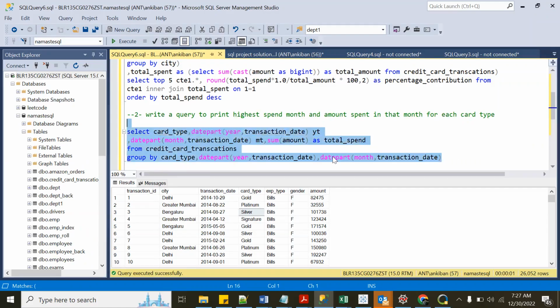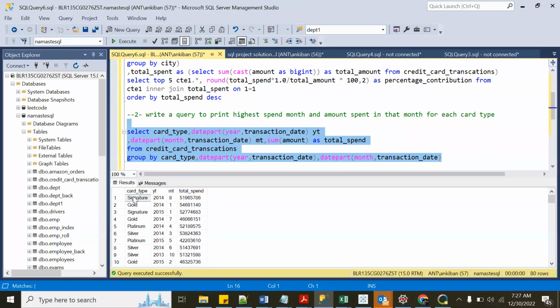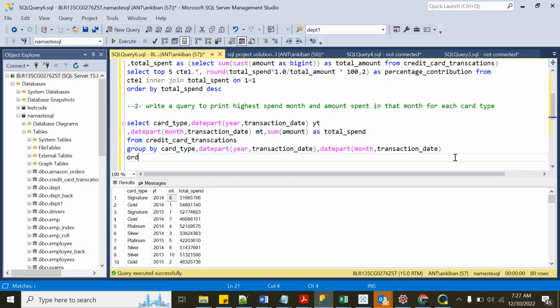Okay, great. So if I run this now, I got card type, year and month. Now I will do an order by, just to show something. I will do order by on card type and total spend, descending.